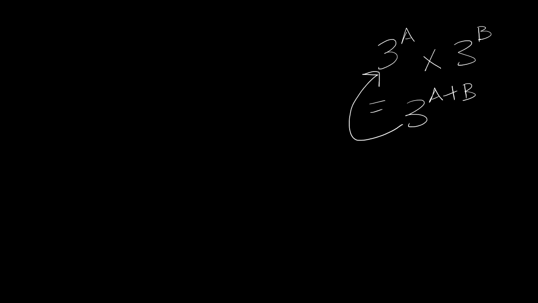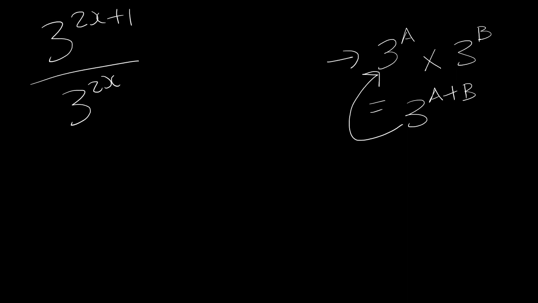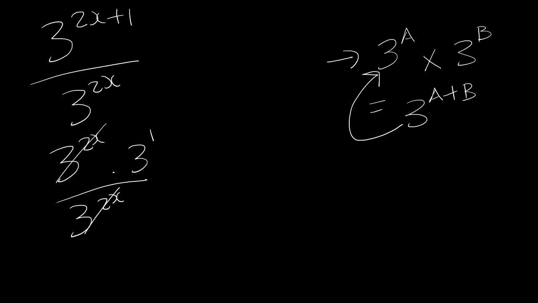So for instance, if we look at the first example, we have 3^(2x+1) divided by 3^(2x). Keeping this rule in mind, we're going to take this 3^(2x+1) and separate it, and we will make it into 3^(2x) times 3^1 divided by 3^(2x). Clearly we can see that the 3^(2x) and the 3^(2x) will cancel off, and our final answer will be 3.